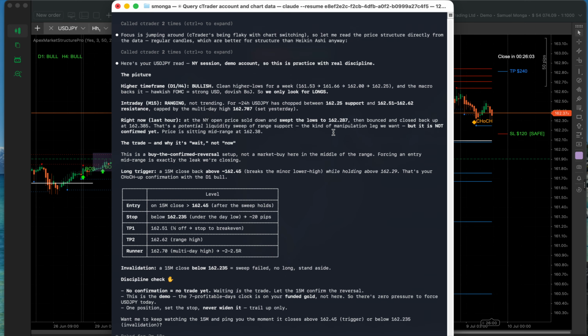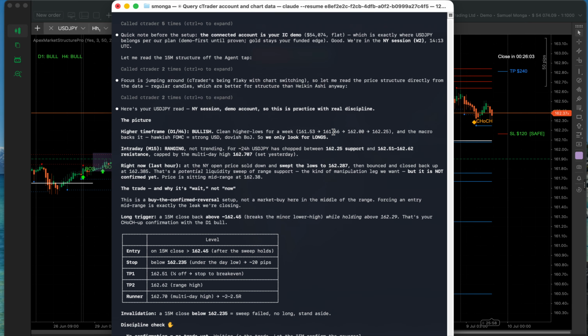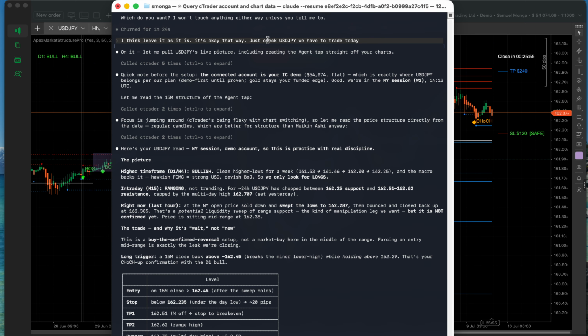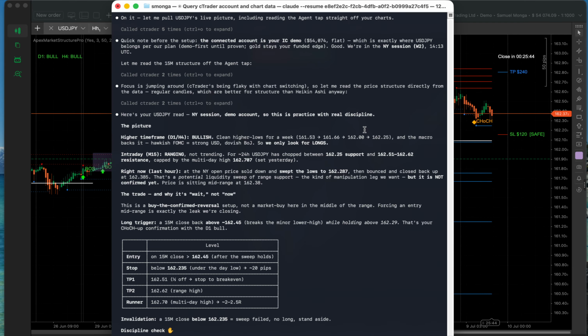So I told the agent, I told Claude, just check USD Japanese yen, we have to trade today. By saying that, you can read here with me, it started checking on it. Let me pull the USD Japanese yen live picture. It's telling you exactly which account you are in with your balance, and in which window you are in.